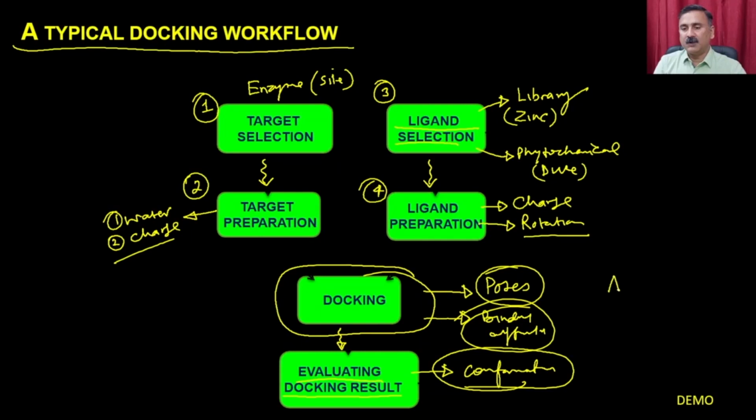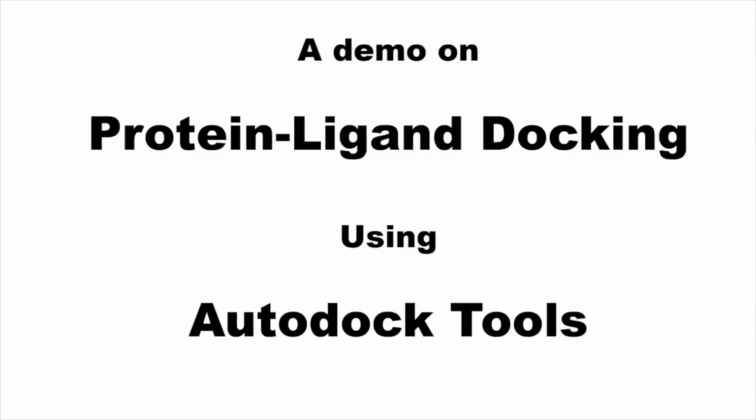To explain all these procedures, we have prepared a small demo where we are going to use a software called AutoDock, where the students explain how you can do the target selection, how you prepare the target, how you prepare the ligand, how you prepare the grid parameter files, how you prepare the docking parameter files, how you analyze the results, and so on. So in this demo, the students explain the different steps of how you can perform docking with AutoDock.